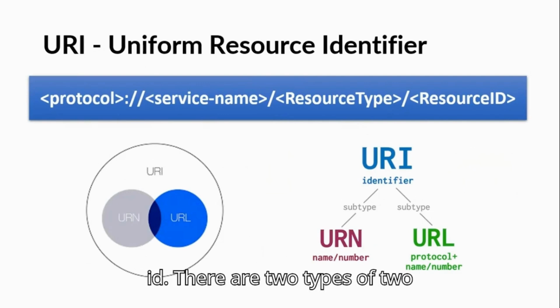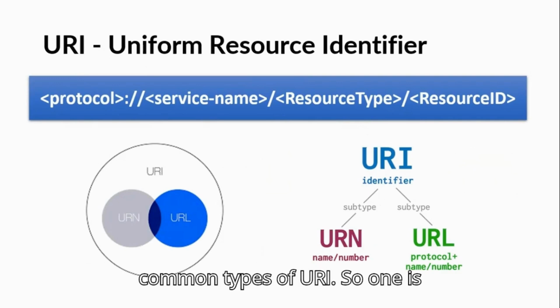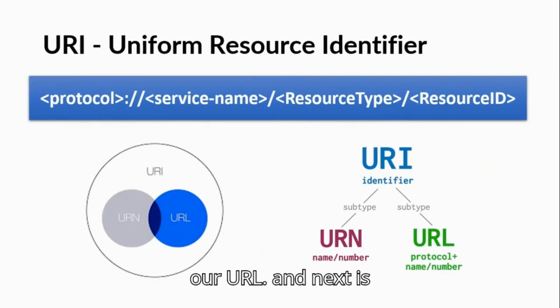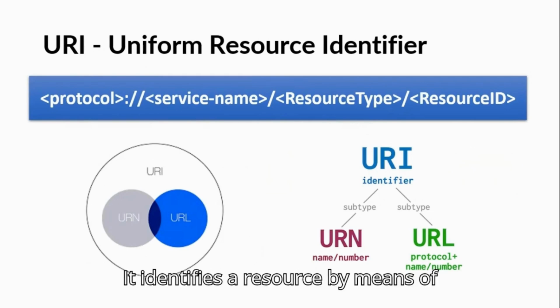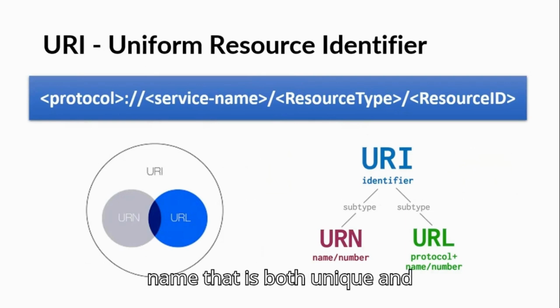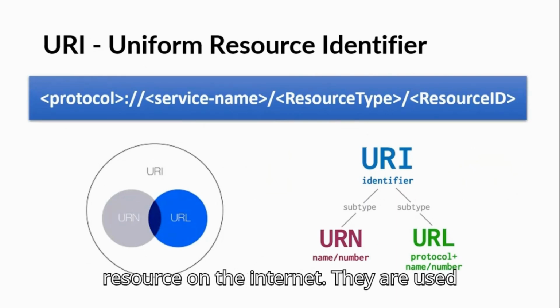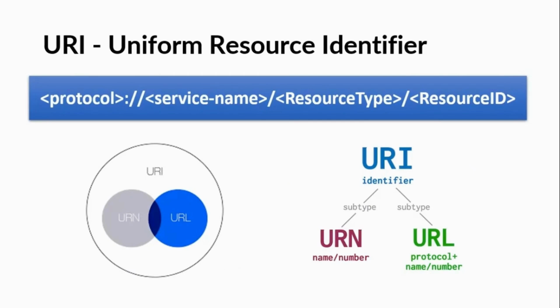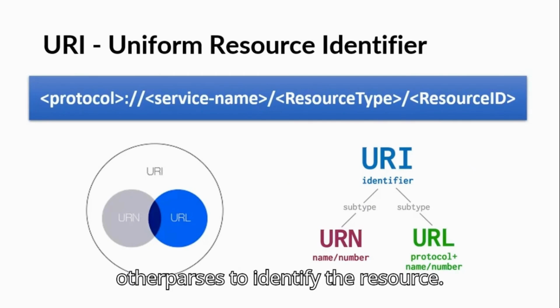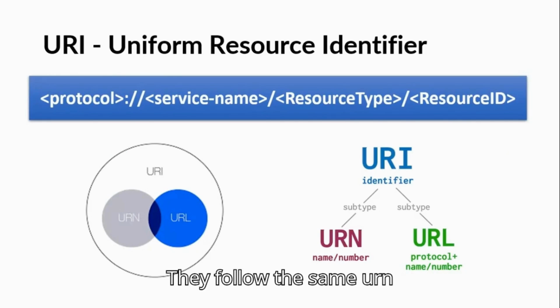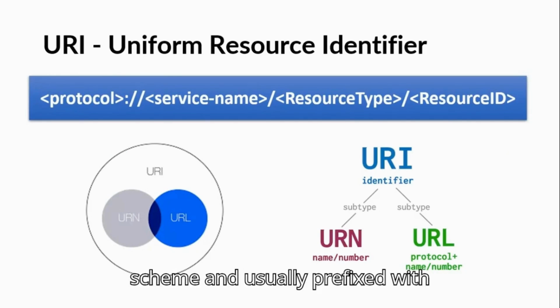There are two common types of URI. One is URL and the next is URN. URN is Uniform Resource Name. It identifies a resource by means of a name that is both unique and persistent. URN doesn't always specify where to locate the resource on the internet. They are used as templates by other parsers to identify the resource. They follow the same URN scheme and are usually prefixed with urn.